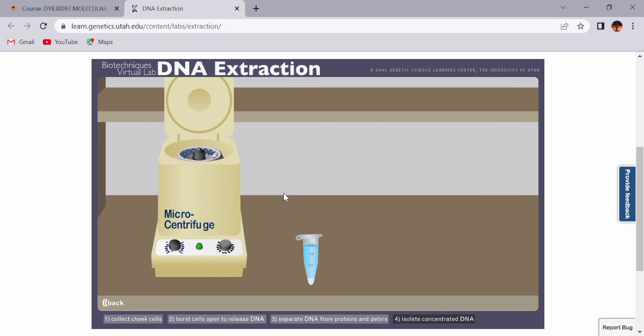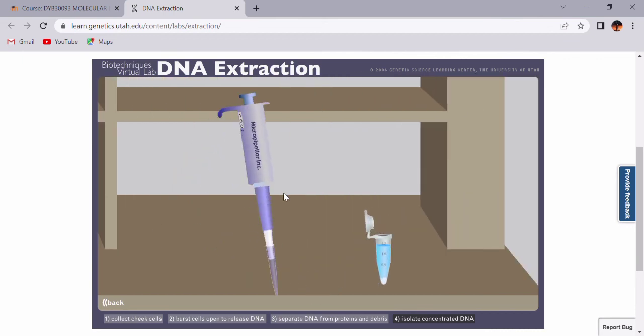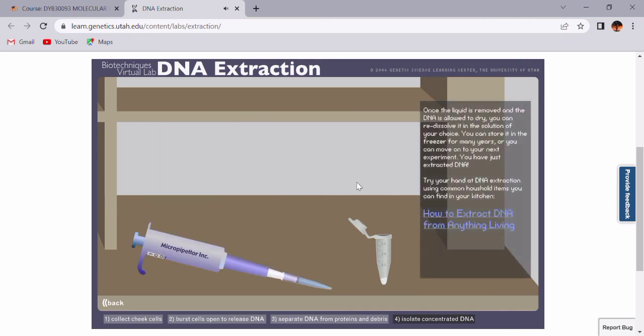Lastly, once the liquid is removed and the DNA is allowed to dry, you can redissolve it in the solution of your choice. You can store it in the freezer for many years, or you can move on to your next experiment. You have just extracted DNA.